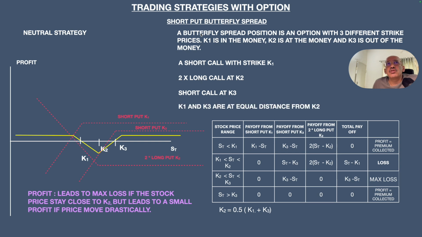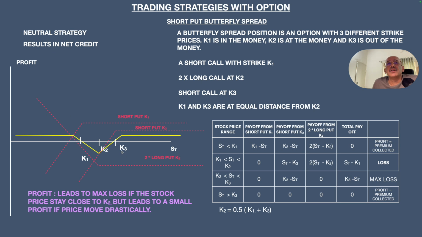So this is again a neutral strategy, and K1 and K3 are at equal distance. But this strategy will result in a net credit. So how will you get net credit? We will discuss that. Because you have shorted in the money. So since you have shorted a put deep in the money, the premium will be high. So you're collecting a higher premium. Similarly, this short put here will also result in collecting of the premium, isn't it? Now, this is at the money. At the money, you are buying two long puts.